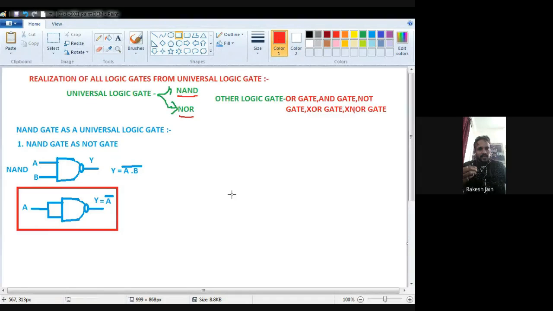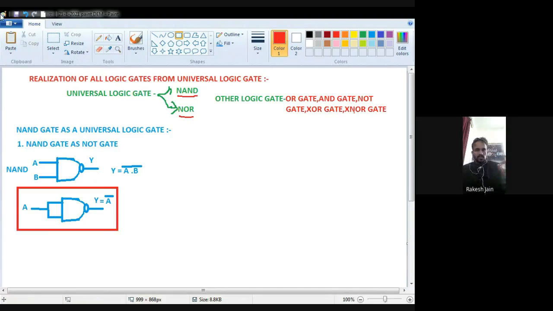So this is a NOT gate. NOT gate means Y is equal to input bar. If A is the input, Y is equal to A bar, which is the NOT gate output. Now in this circuitry, we cannot use the symbol of the NOT gate. We use the NAND gate, but the output is equal to the NOT gate output, that is Y equal to A bar. It means here the NAND gate behaves as a NOT gate.